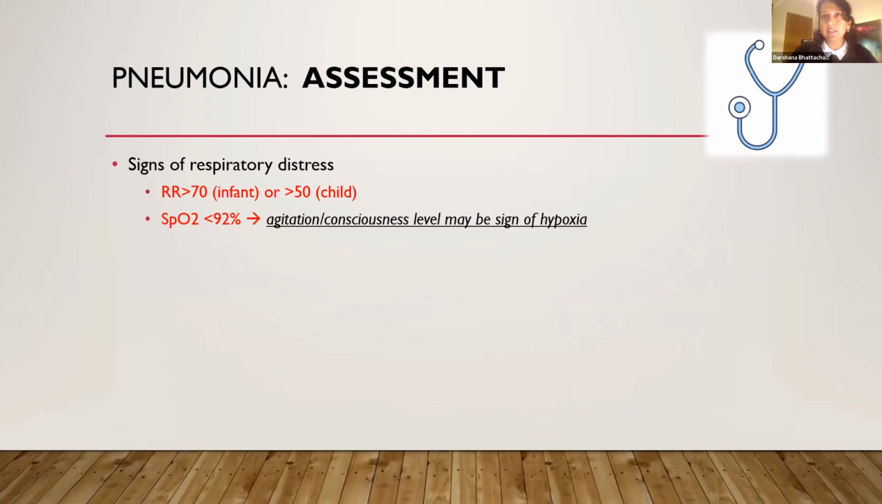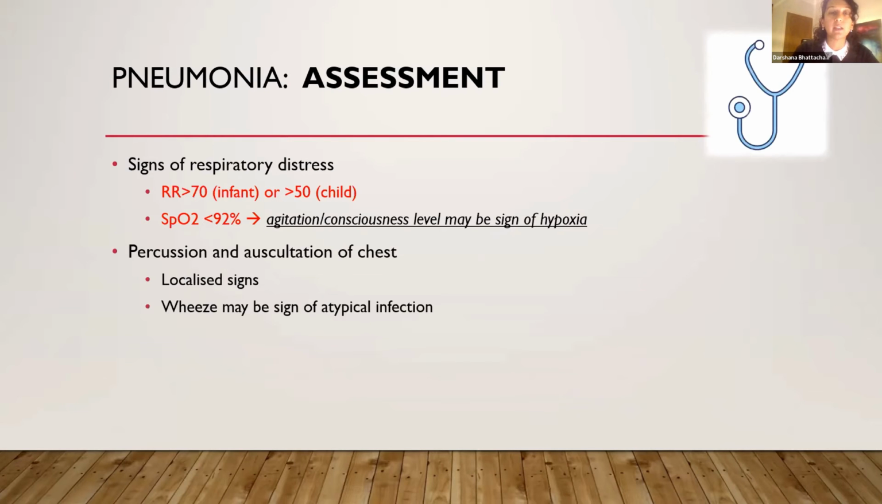So again, when you're assessing a child, part of your ABC assessment, you're going to be fed up of me saying this, always count the respiratory rate, bearing in mind the age of the child, and again, check the oxygen saturations as well. And depending on the age of your child, a child who is looking or behaving agitated or with a depressed consciousness level, if they're lethargic, may be a sign of hypoxia if you're not able to measure their oxygen saturations. If you're able to percuss their chest to find any signs of dullness, and obviously listen to their chest for any localized signs, any crackles or crepitations.